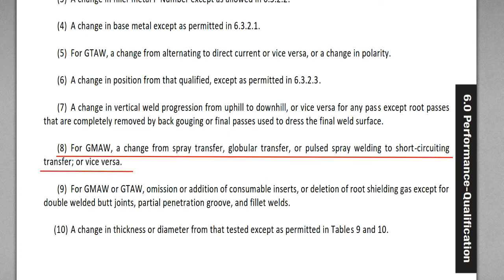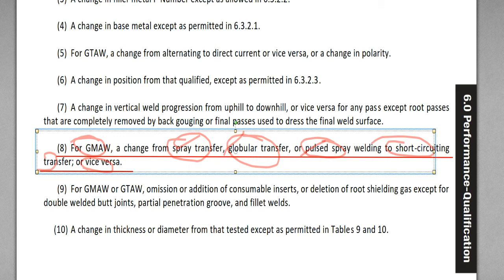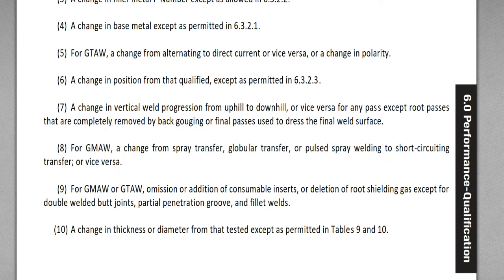For GMAW, a change from spray transfer, globular transfer, or pulsed spray welding to short-circuiting transfer or vice versa. GMAW, gas metal arc welding, a change from spray transfer, globular transfer, or pulsed spray transfer mode to short-circuiting transfer or vice versa. So spray, globular, pulse to short-circuiting requires requalification, and the other way, short-circuiting to spray, globular, pulse transfer mode requires requalification.